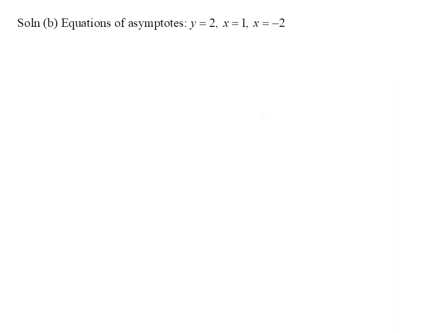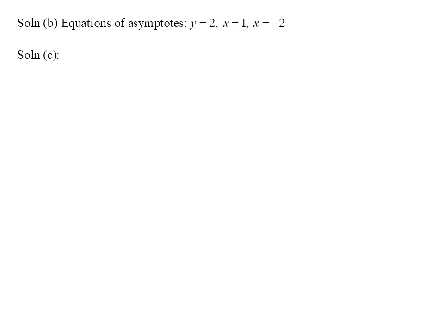Now, we move ahead to solve part B of this question, which asks for the equations of asymptotes. According to the form expressed in part A, f of x equals 2 plus the algebraic fraction 5x minus 11 over the product of x minus 1 and x plus 2. We have the following equations of asymptotes: y equals 2, x equals 1, and x equals negative 2.